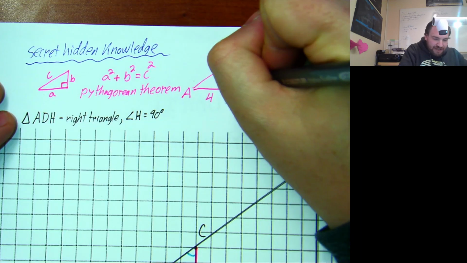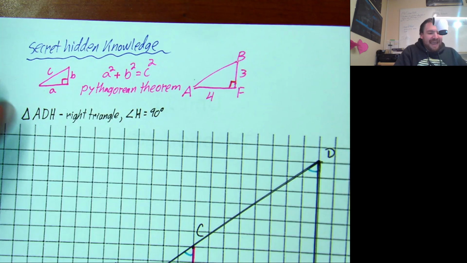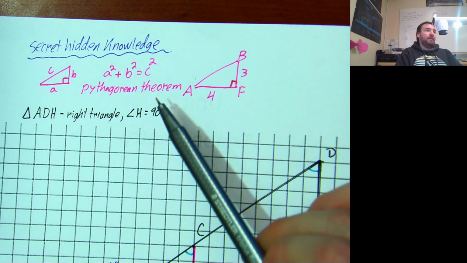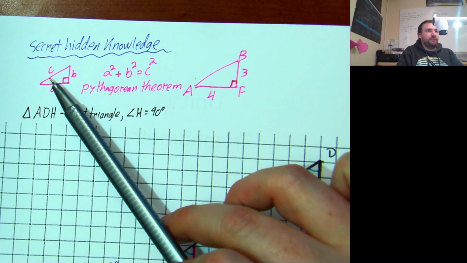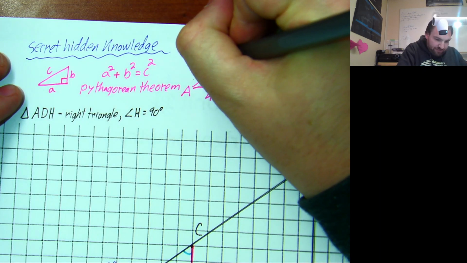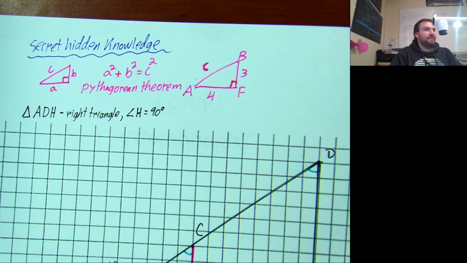So the hypotenuse is the side opposite AF. And in the Pythagorean theorem, we label side AB as little c. Not big C, it's little c. You have to say it that way. Little c.